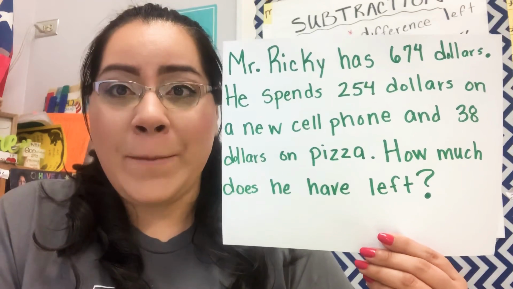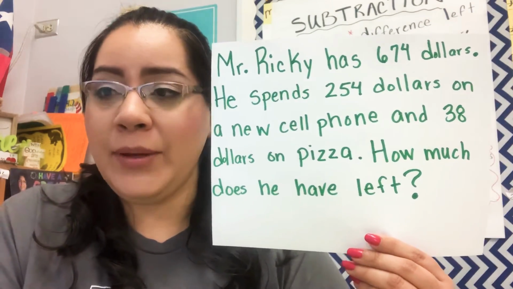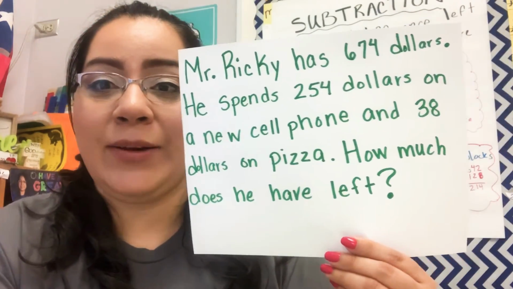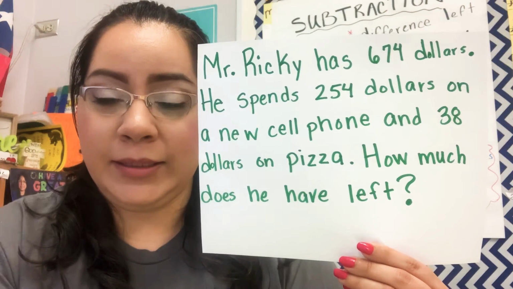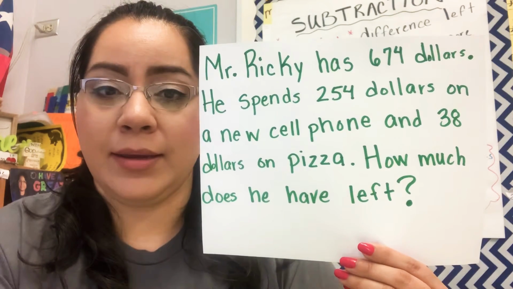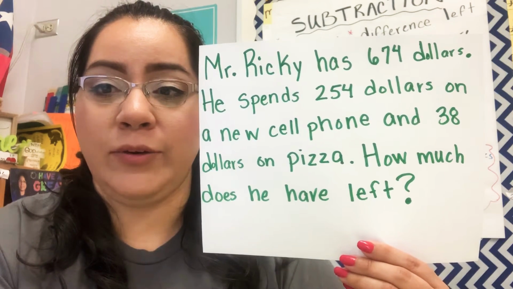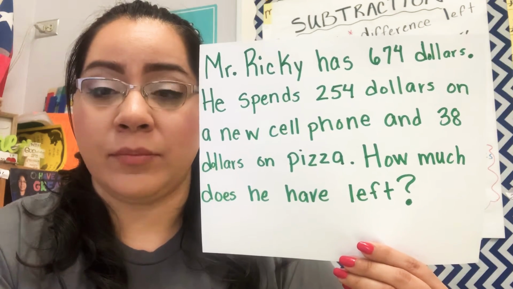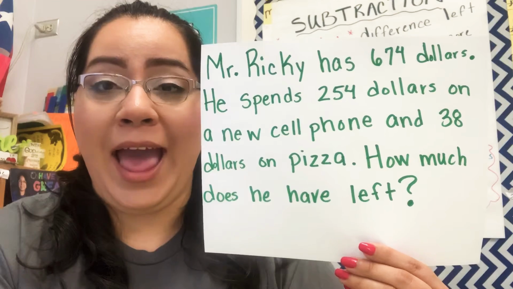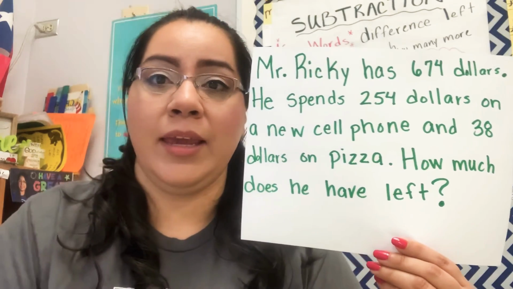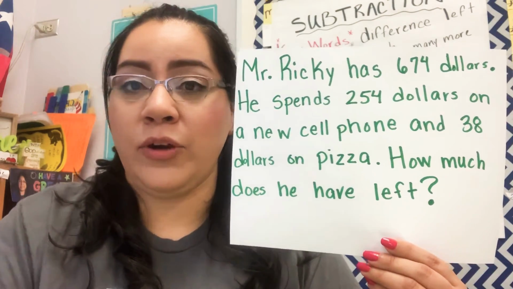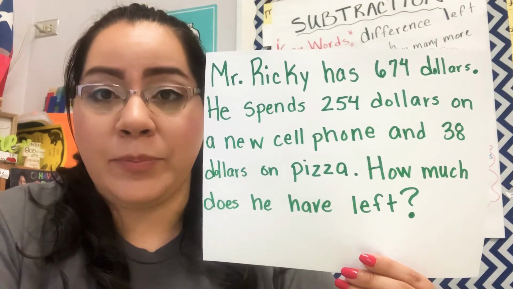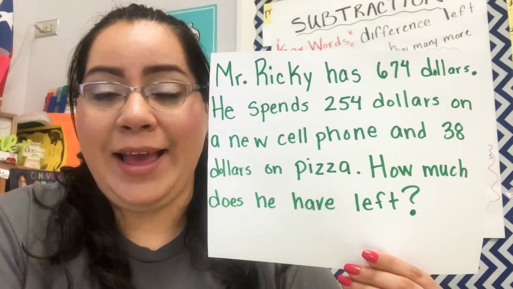Now we're gonna start off with Mr. Ricky. It says, Mr. Ricky has $674. He spent $254 on a new cell phone and $38 on pizza. How much does he have left? Okay, now they're trying to figure out, after he has spent on a phone, after he has spent on pizza, how much money does he have left?